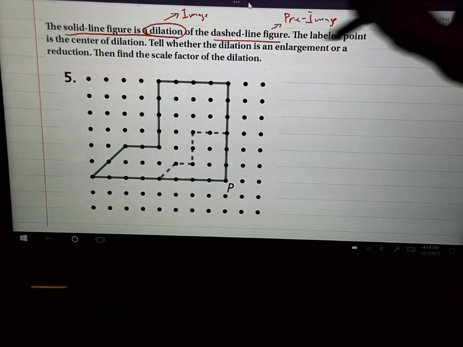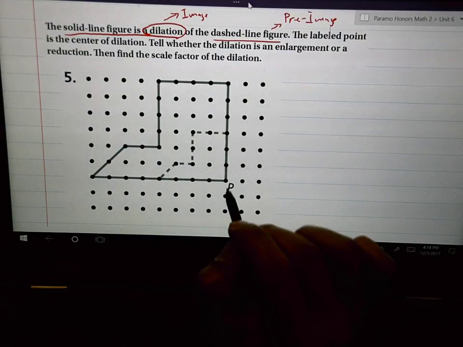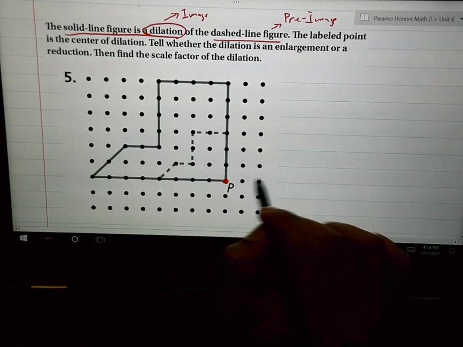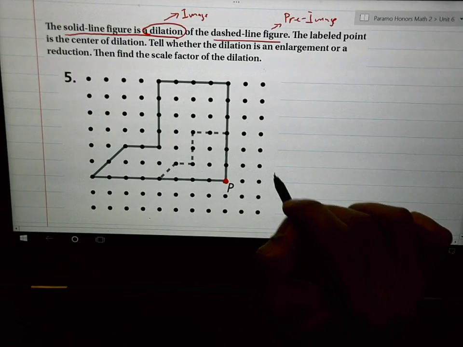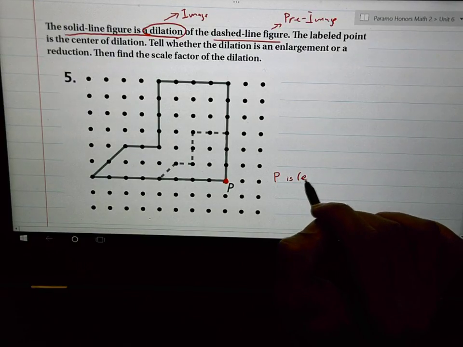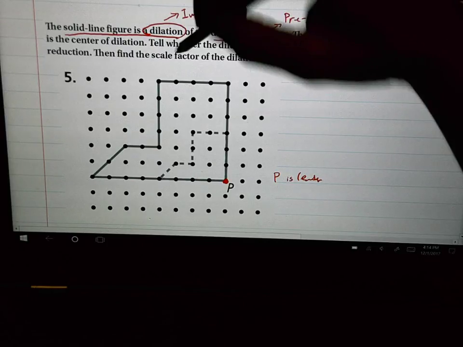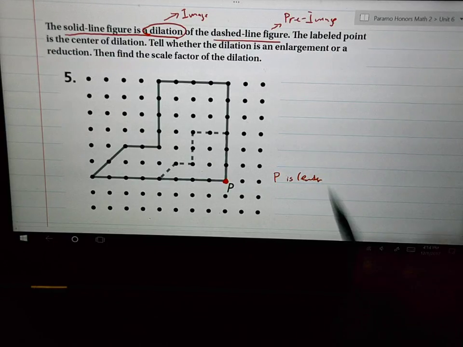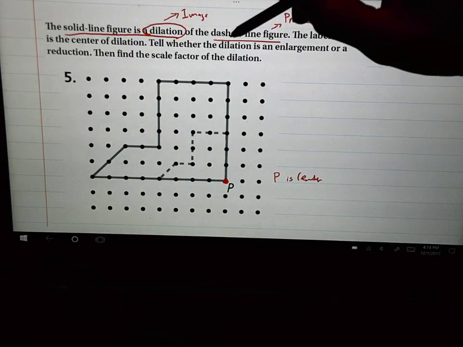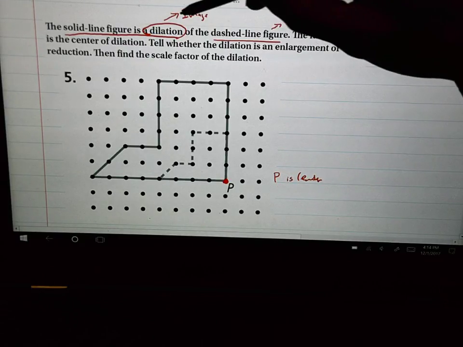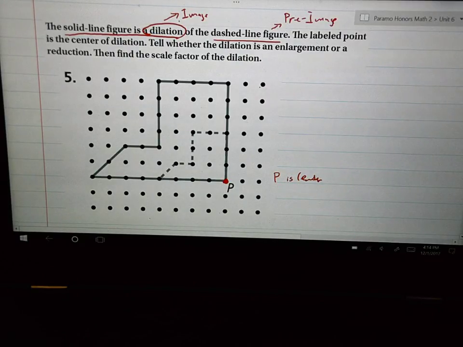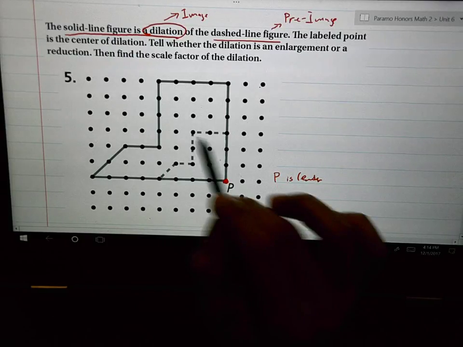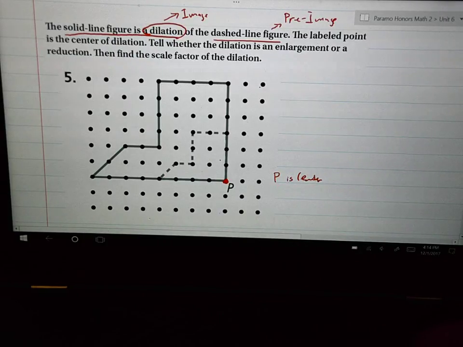The labeled point is the center of dilation. This is the center. P is the center, just in case. Tell whether the dilation is an enlargement or a reduction. Okay. So we're going from the dashed line figure to the solid line figure. Dashed line, solid line. Is it an enlargement or is it a reduction?